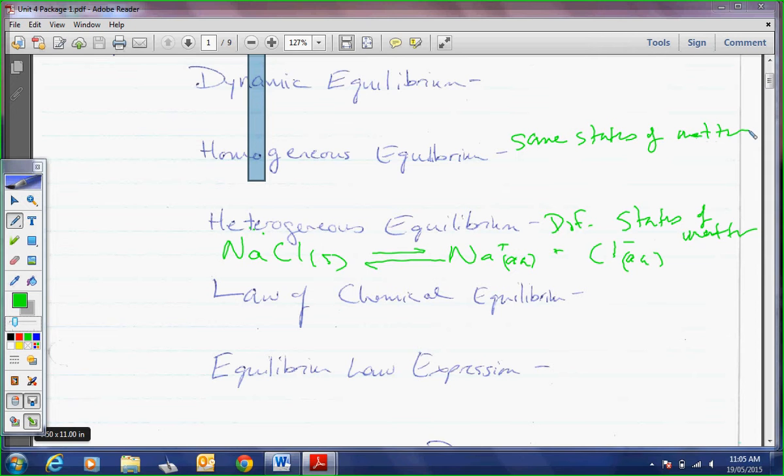So your dynamic equilibrium will either be homogeneous or heterogeneous? Correct. And so I'll give you an example of a homogeneous equilibrium we've already seen. It's esterification. So for example, let's take ethanoic acid, not propanoic acid, plus your alcohol. Let's take ethanol. And we make carboxylic acid and then alcohol make ester and water.